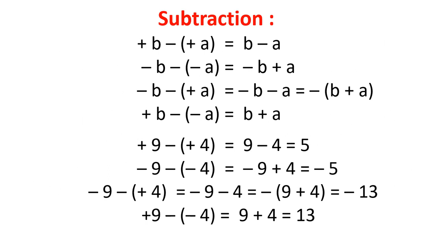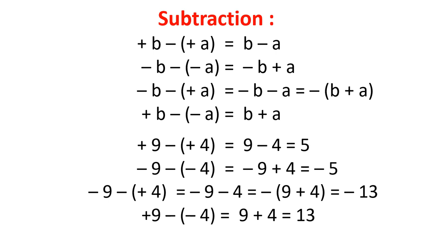Subtraction. b minus within bracket plus a is equal to b minus a. Minus b minus within bracket minus a is equal to minus b plus a, because when you open the bracket, minus minus becomes plus. Minus b minus within bracket plus a is equal to minus b minus a. Minus comes out common, within bracket b plus a. B minus minus a, minus minus becomes plus, so b plus a.